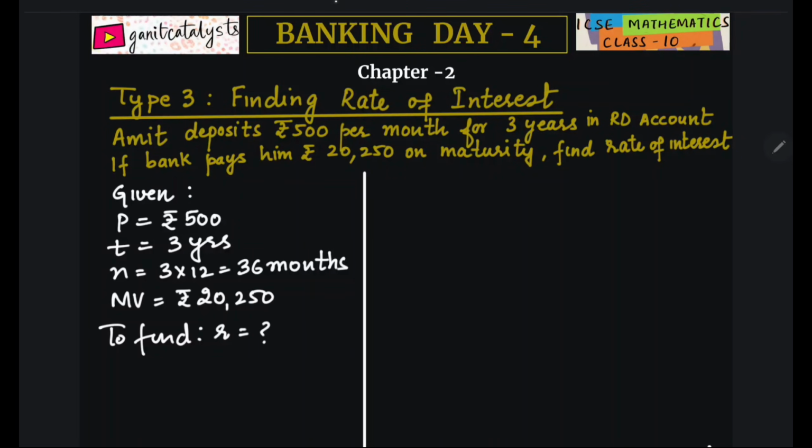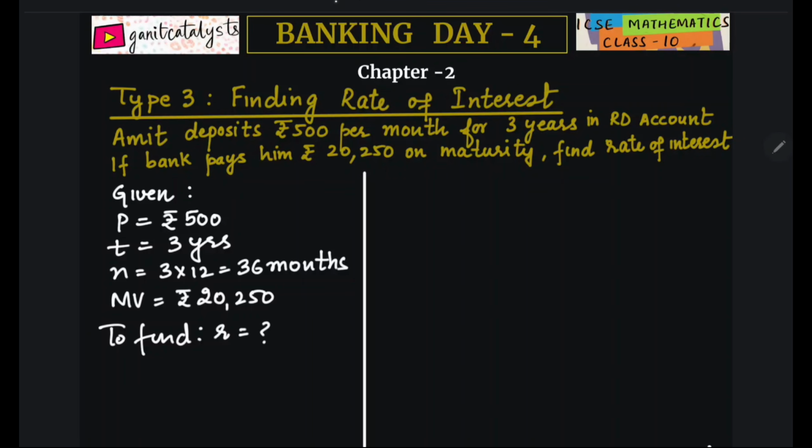Now type 3, finding rate of interest. In this variation, you are given principal, time and final payout, meaning maturity value, but the interest rate is missing. Now let us take one example. Amit deposits rupees 500 per month for 3 years in an RD account. If the bank pays him rupees 20,250 on maturity, find the rate of interest.